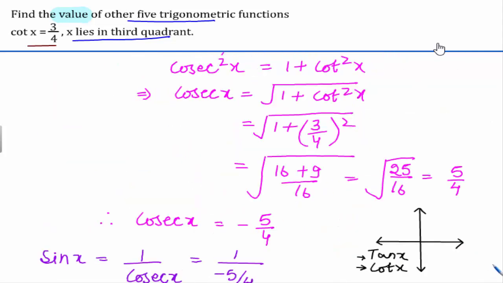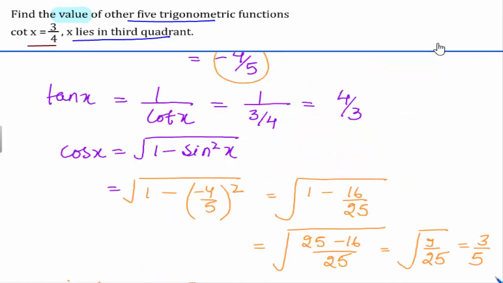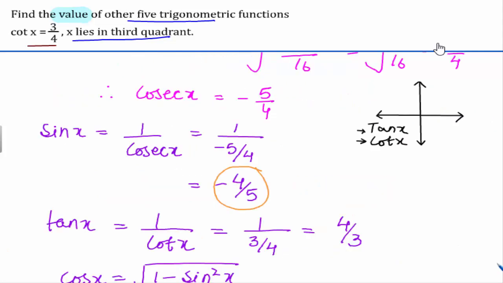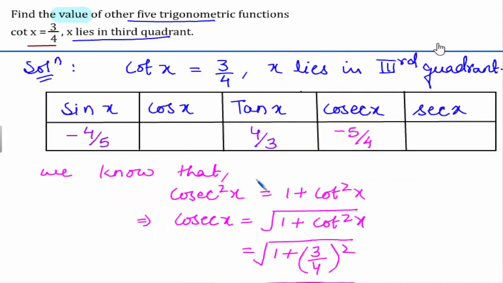Now, since we are given that x lies in the third quadrant, and in the third quadrant only tan and cot are positive, therefore, cos x is negative. Hence, the value of cos x will be cos x is equal to minus 3 by 5. So, let us substitute the value of cos x in the table, which is minus 3 by 5.